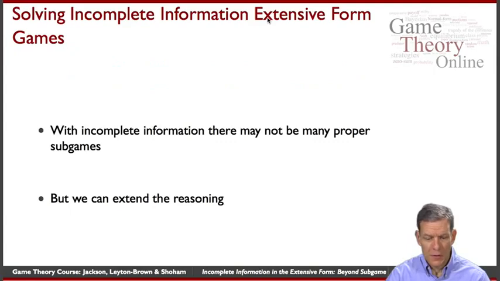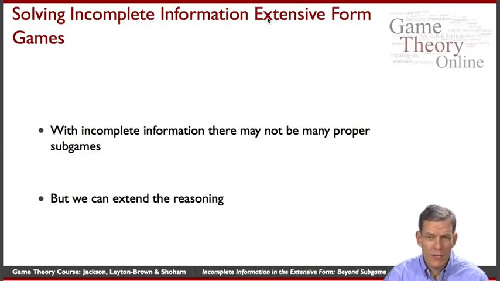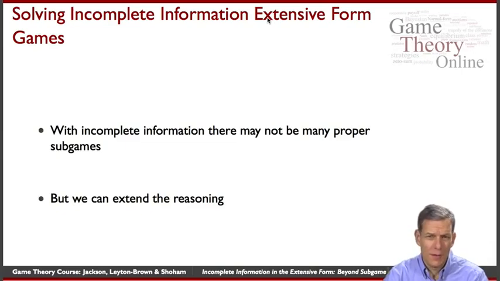And what makes solving these kinds of games difficult is that subgame perfection and backward induction had a lot of bite in games with complete information because we could analyze parts of the tree. There were a lot of subgames, figure out what's going on in that, and that would tell us then we could simplify that, and that gives us an idea of what's going to happen in other parts of the game. With incomplete information, there's no proper subgames, so players don't really know exactly which node they're at in the game, and that can be difficult. So there may not be many proper subgames.